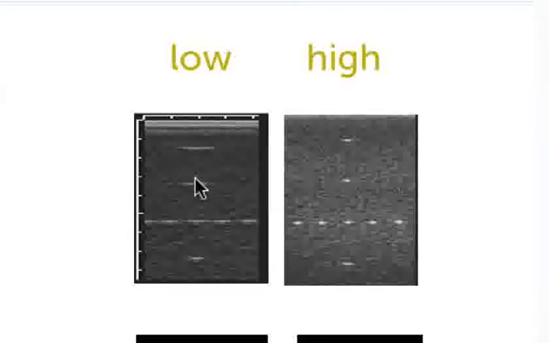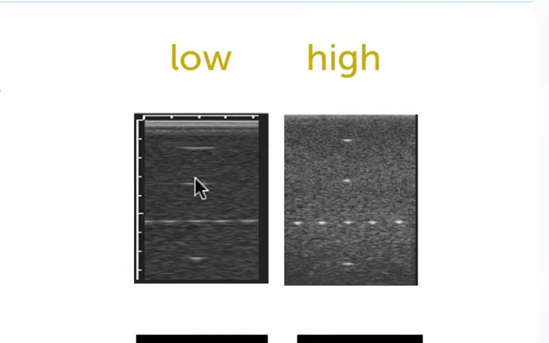On the left-hand side, a transducer with a low lateral resolution, and here with a high lateral resolution. Look at these points here. These imaging points are much more blurred in this situation, and it's even impossible to distinguish that there are actually more than one image points. So this is lateral resolution.